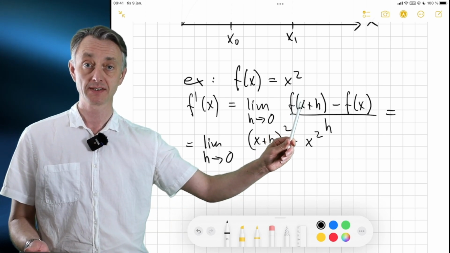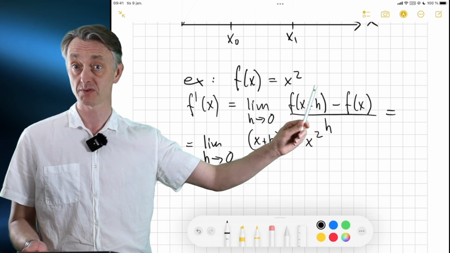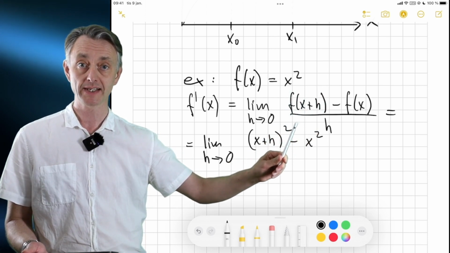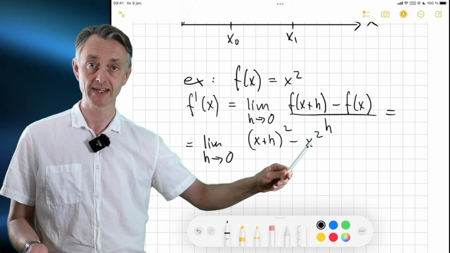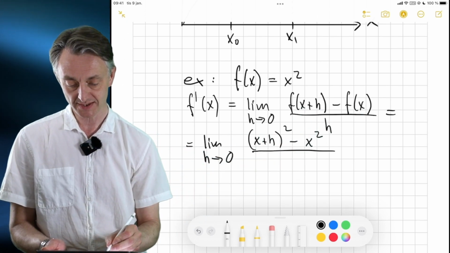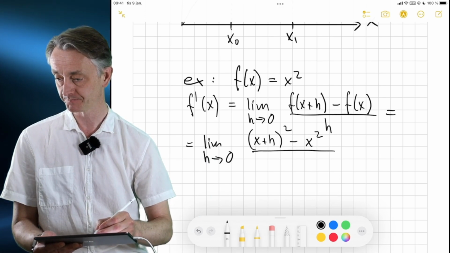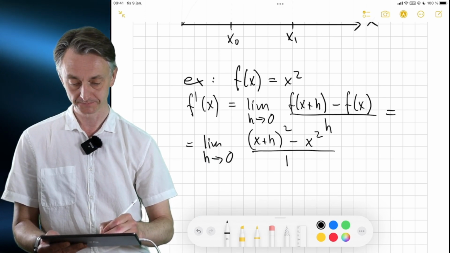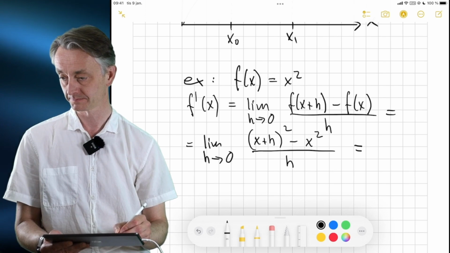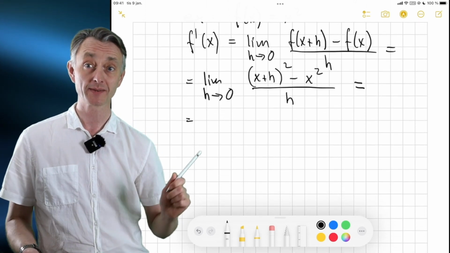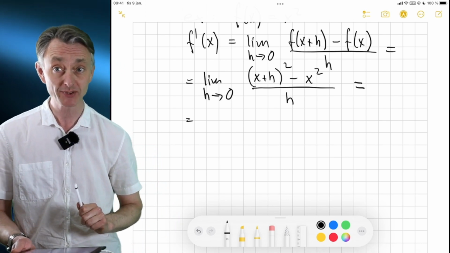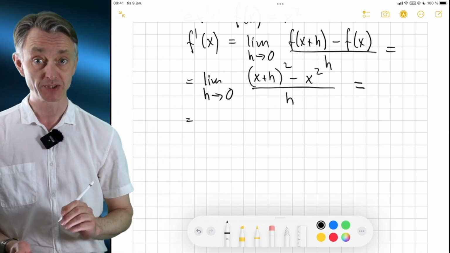So this is just the function x to the power of 2, right? Here we have x plus h, and here we just have x. And all this is divided by h. And now we can make use of the algebraic rules that we learned in a previous lecture.